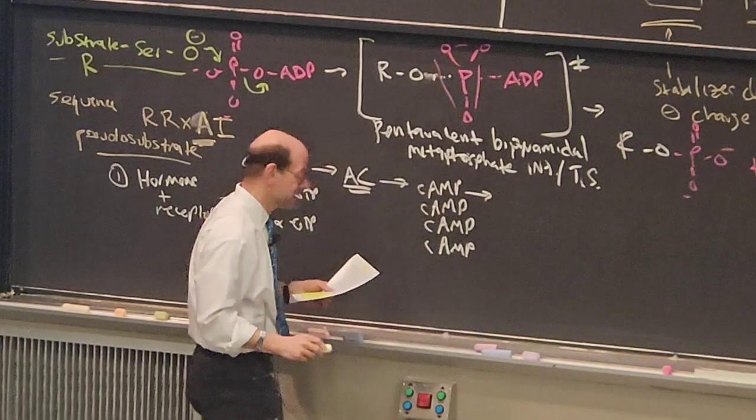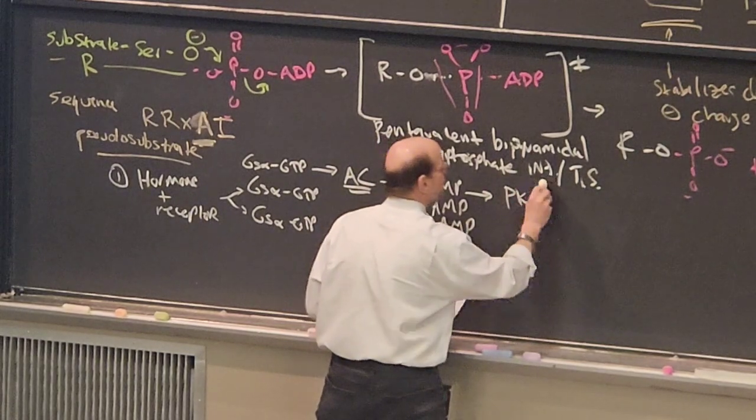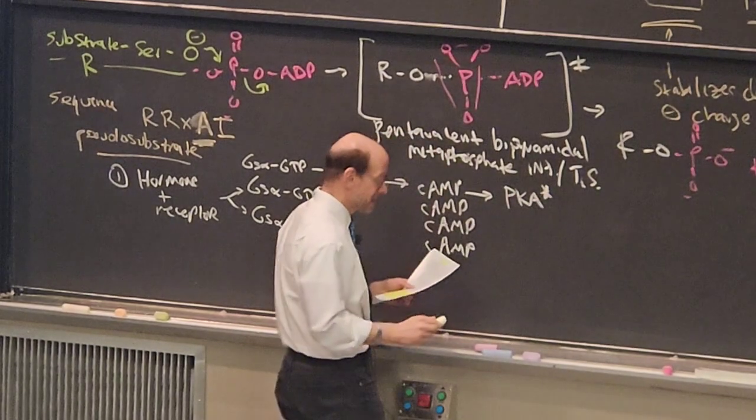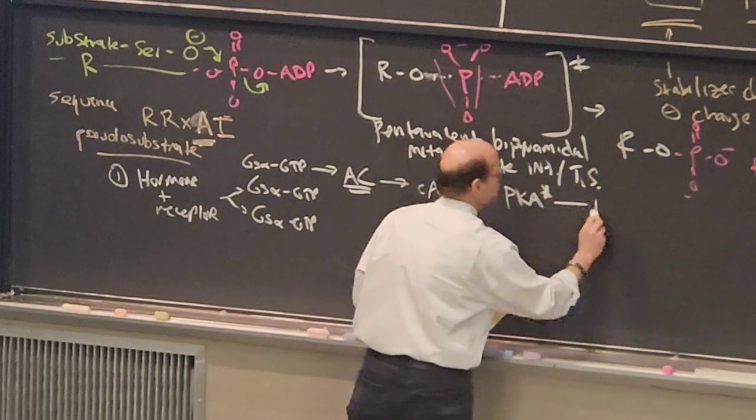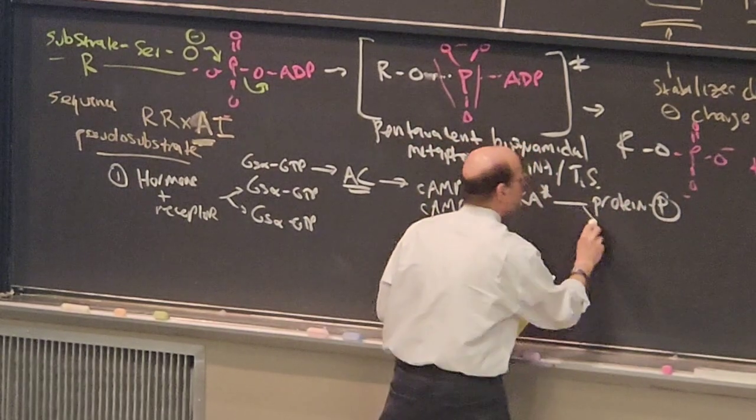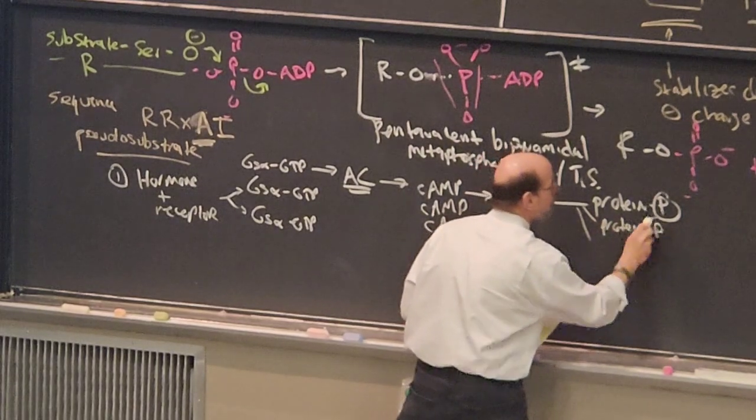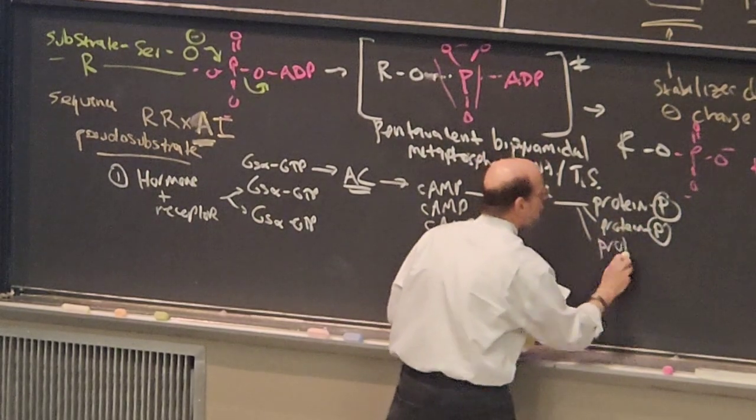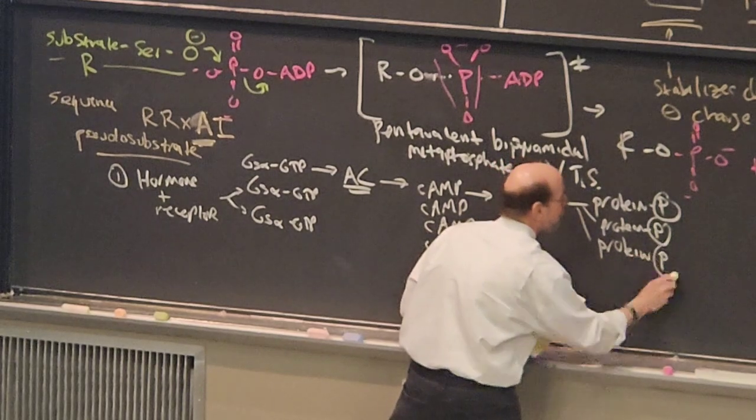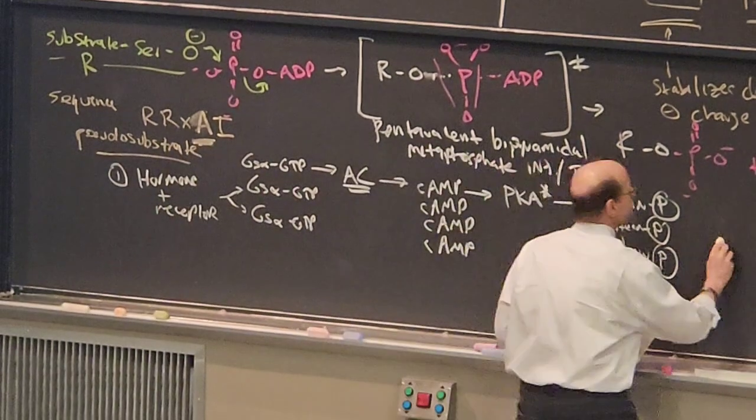What happens with each cyclic AMP molecule? Well, that's going to activate PKA. I'll put a star to indicate that PKA is active, right? And what's PKA going to do? Is it only going to phosphorylate one protein? No. It's going to phosphorylate a whole bunch of other proteins. So what have I made? I've made an amplifier.